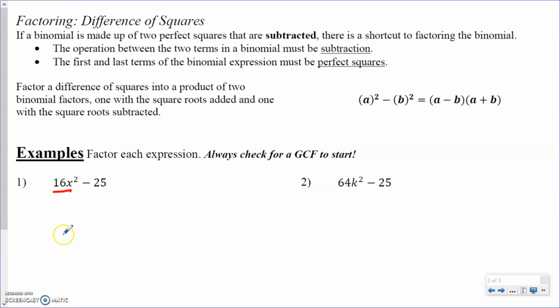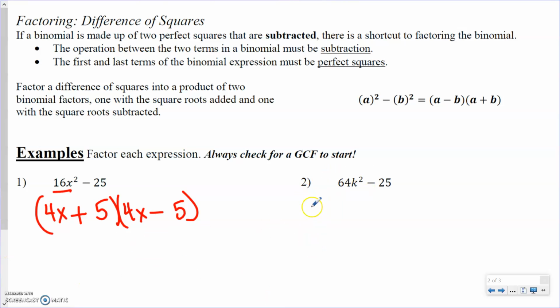Notice I can take the square root of 16. So the square root of 16 is 4, and the square root of x squared is x. The square root of 25 is 5. So what I'm going to do, and you'll think about this if you think back to multiplying, is I'm going to write it twice because it was squared, but instead of having the same side, we have opposite sides. You can write those in either order, it doesn't matter.